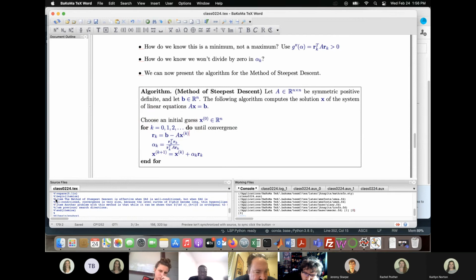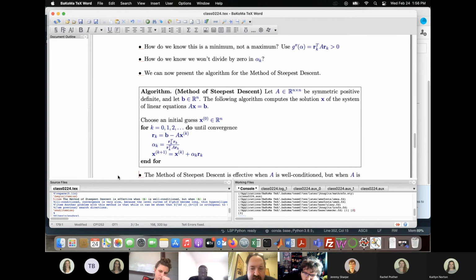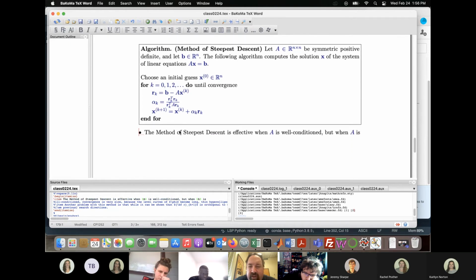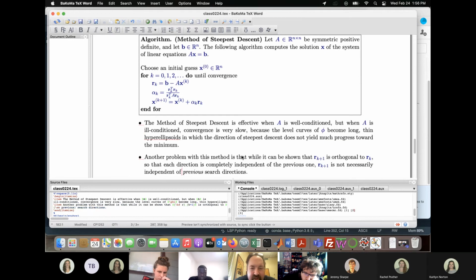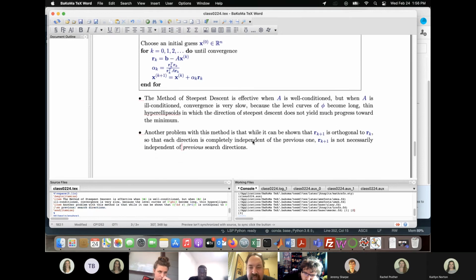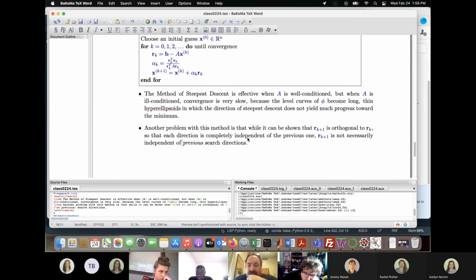Okay, so what I was just showing you there. All right. So when A is well conditioned, it actually works pretty well. But because of level curves of phi and how they behave when A is ill conditioned, you saw right there that the iterates progress very slowly towards the exact solution. And here's the other problem that was spotlighted there.